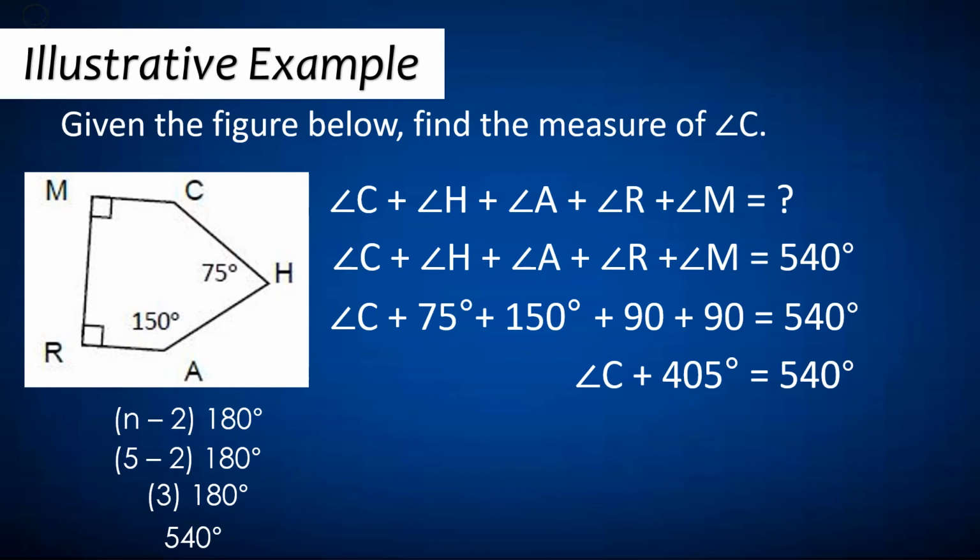Or we can also transpose, where the constant moves to the side with the other constant. Because it moves to the other side of the equal sign, the positive 405 becomes negative 405, or minus 405. And 540 minus 405 is equal to 135. So, we can say that the measure of angle C is equal to 135.